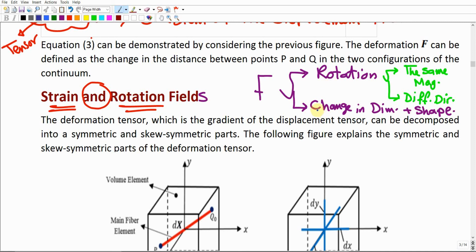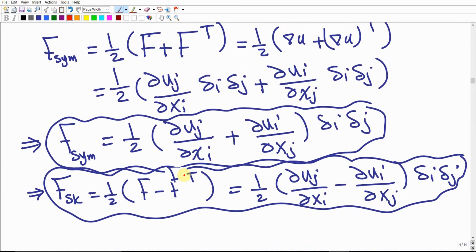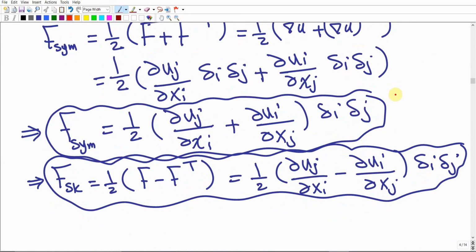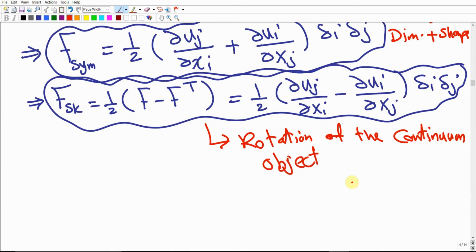The symmetric part will describe the change in shape and dimension, but the skew symmetric part is going to describe just the rotation of the object. So here we're going to find that this one describes the change in dimensions and shape. Also, this part just describes the rotation of the continuum object, like it rigidly rotates.